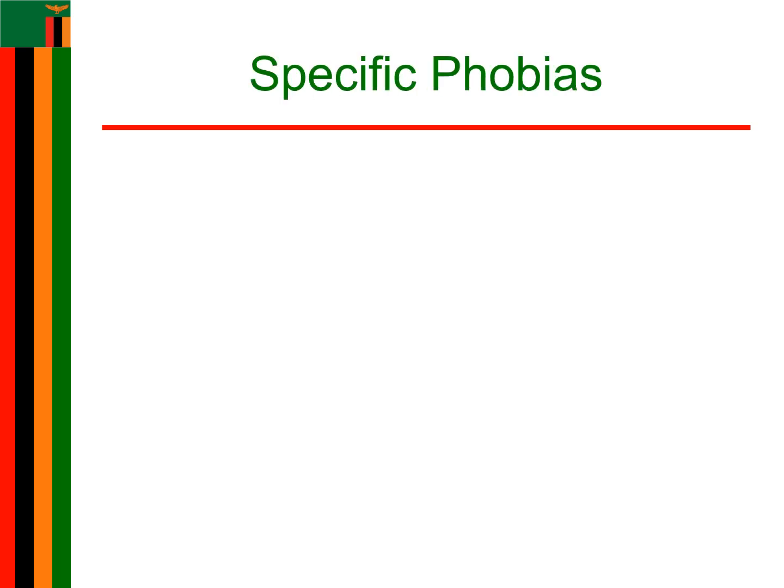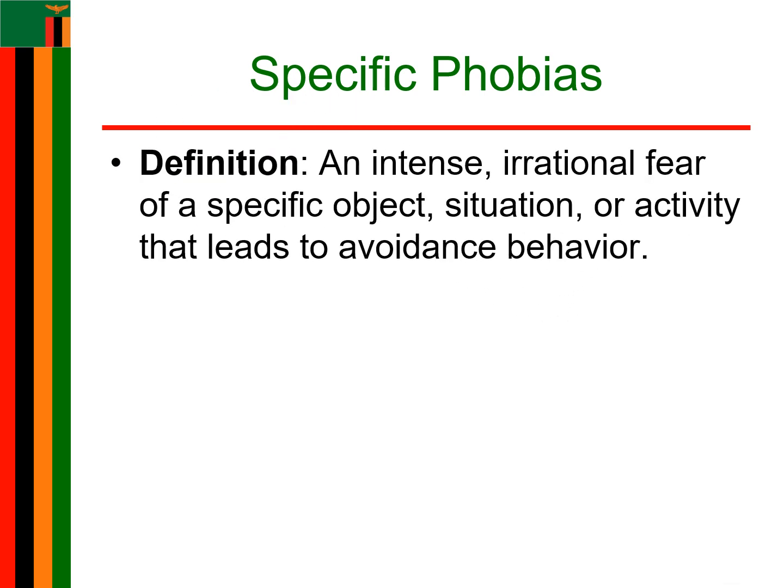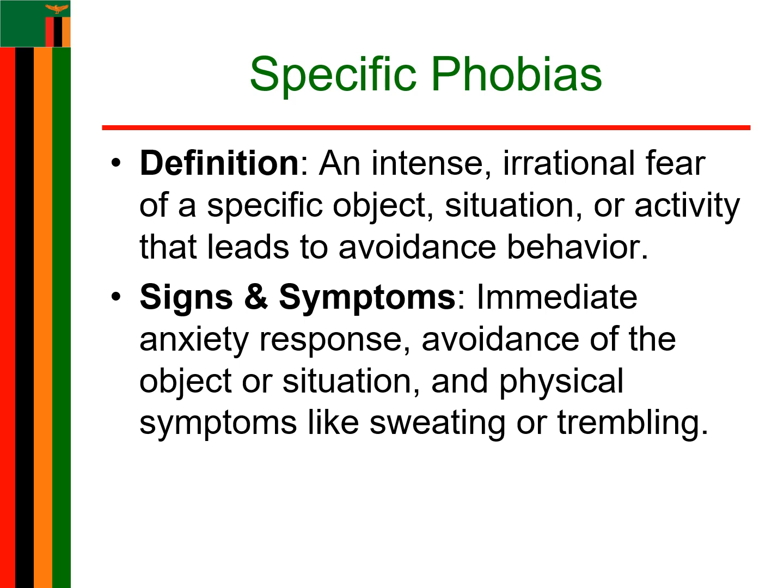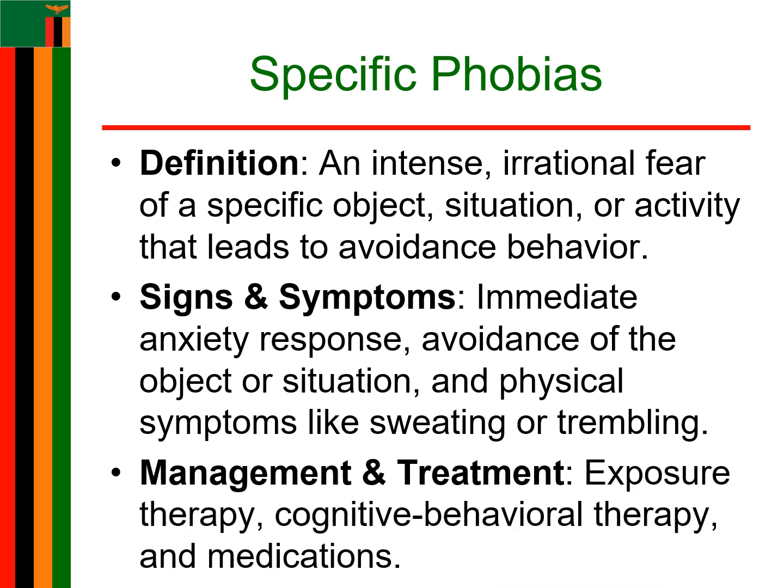Okay, let's now look at specific phobias. So specific phobias are intense, irrational fear of a specific object, situation, or activity that leads to avoidance behavior. The signs and symptoms include the immediate anxiety response upon exposure to the phobic stimulus, avoidance of the object or situation, and physical symptoms like sweating or trembling. The management and treatment of specific phobias includes exposure therapy, cognitive behavioral therapy, and sometimes medications like anxiolytics.